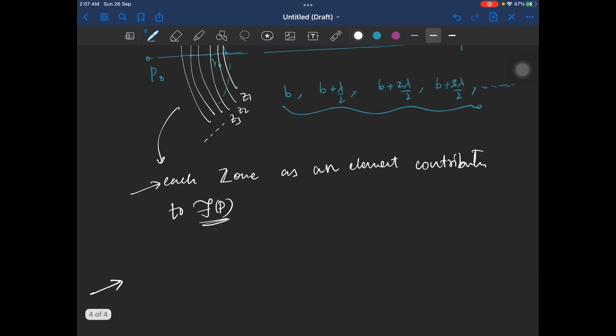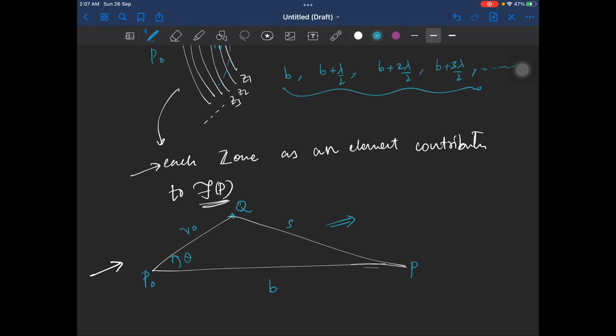one thing that is straightforward, which is the cosine rule. The triangle P0, Q, S, theta and R0 and P. We apply the cosine rule to get s squared equals r0 squared plus b squared minus 2 r0 b cos theta. 2s ds equals 2 r0 b sin theta d theta.